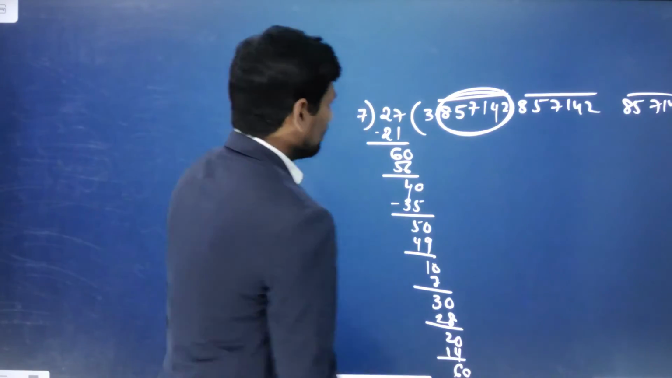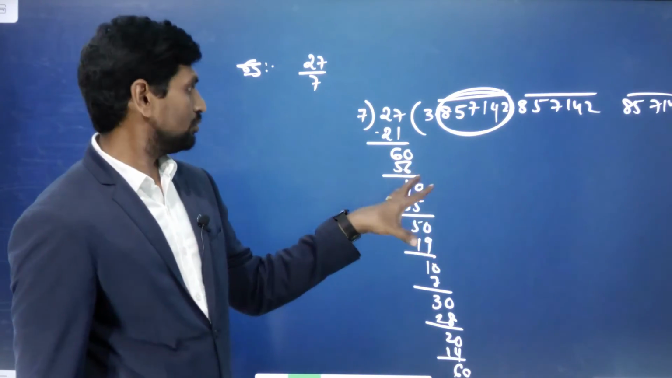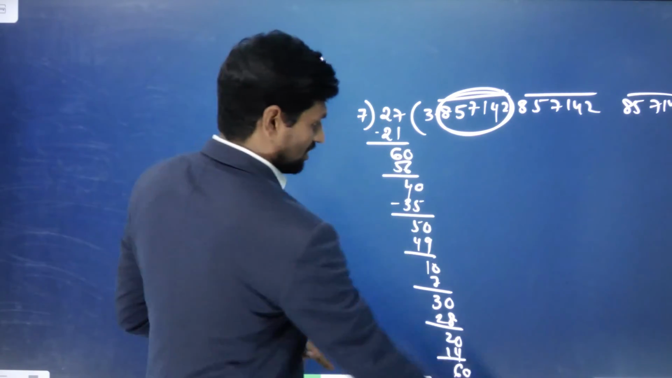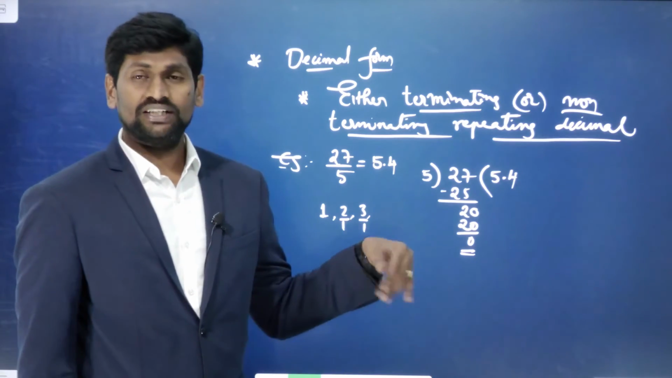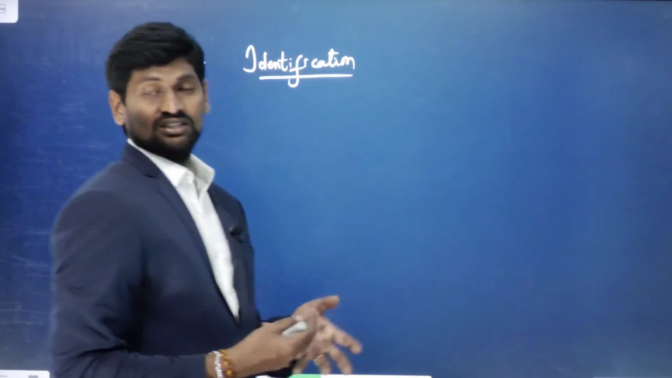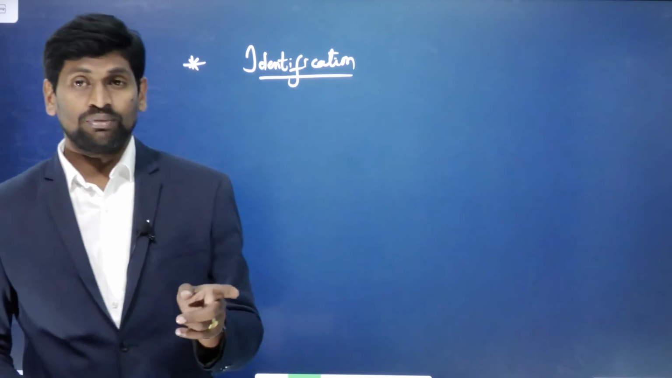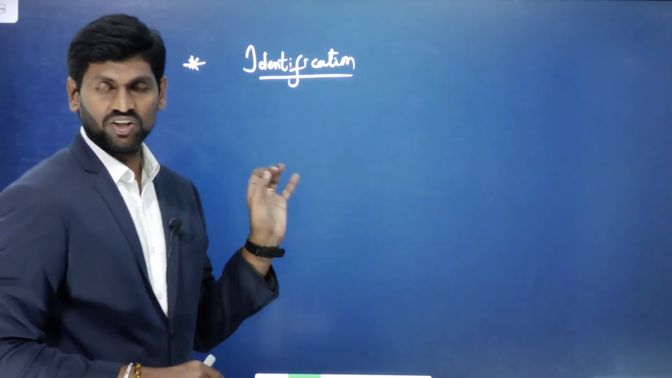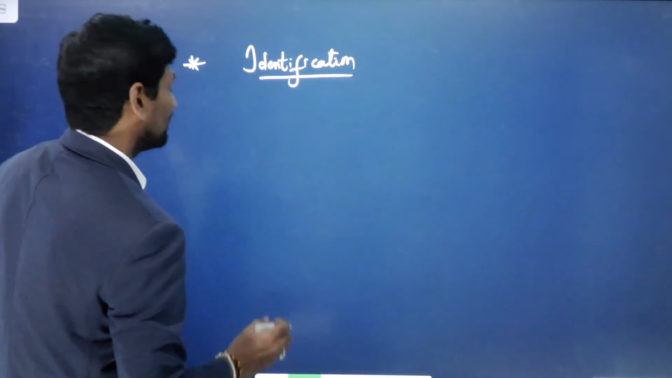See here, I did the division for you to understand it is a non-terminating and repeating decimal for these two examples I have taken. But without doing the regular division, can we identify whether a rational number is a terminating decimal or a non-terminating repeating decimal? Yes, we have a chance to identify that. Okay? Right. So let us see this.